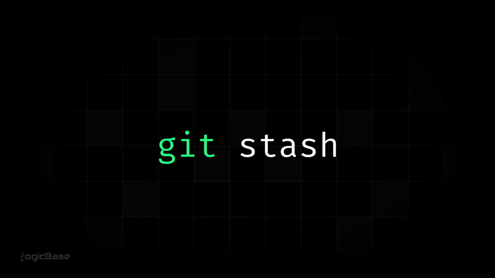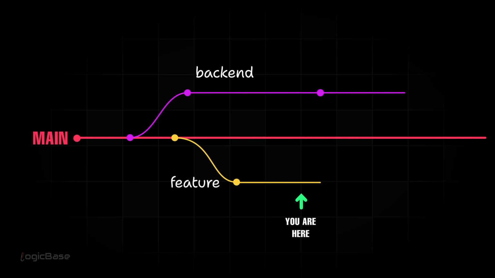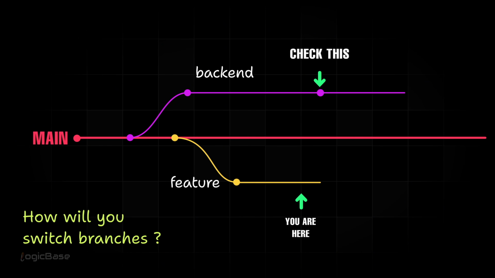Now imagine this. You are working on a new branch, developing a big feature. It's a long process and you have already finished about half of it. But the work isn't yet in a state to be committed. Suddenly, another developer messages you saying there's a new update on a different branch and you need to check it out and give feedback. Now the question is, how will you switch branches without losing your unfinished work?